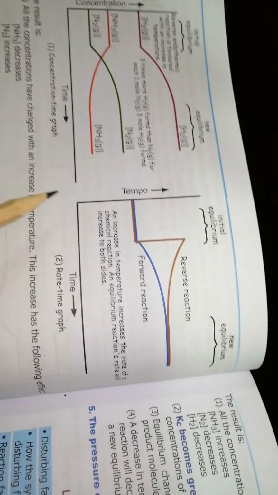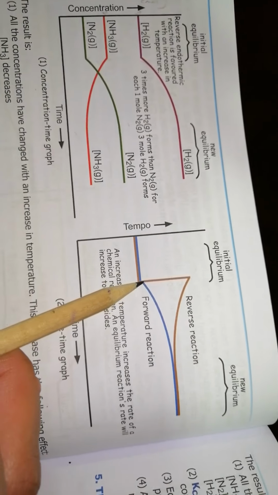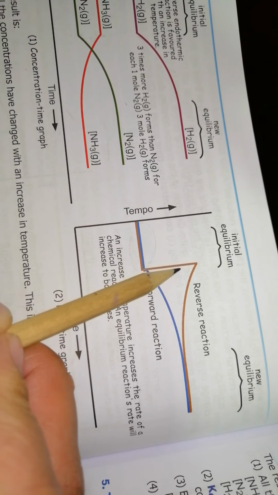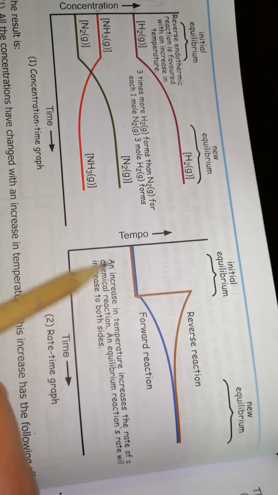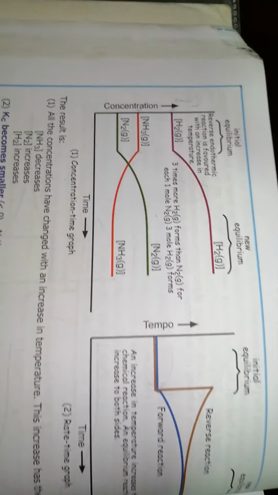Right, and then if we draw the rate of reaction time graph, because the reverse reaction is favored, all of a sudden we had equilibrium before, and now the reverse reaction graph just became very much higher because you increased it. Okay, now I don't want you to worry too much about the rate of reaction graphs. The concentration graphs are more important. Right, now let's look at number 4.